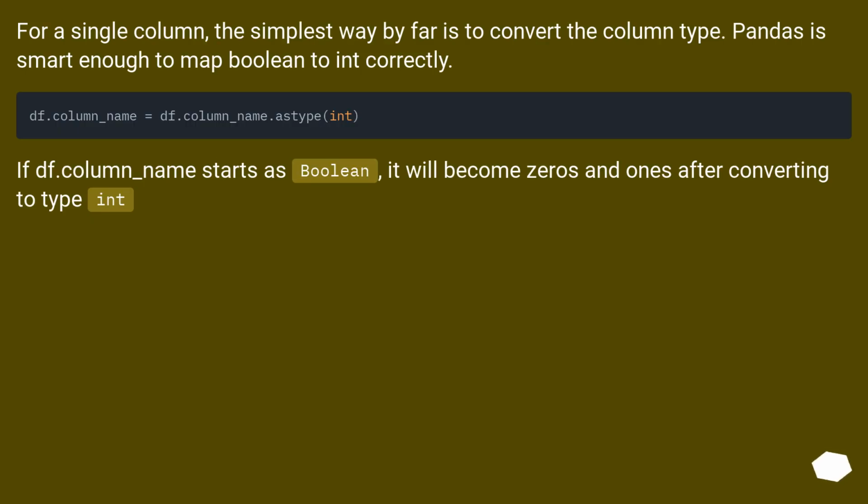For a single column, the simplest way by far is to convert the column type. Pandas is smart enough to map Boolean to int correctly. If df.column_name starts as Boolean, it will become 0s and 1s after converting to type int.